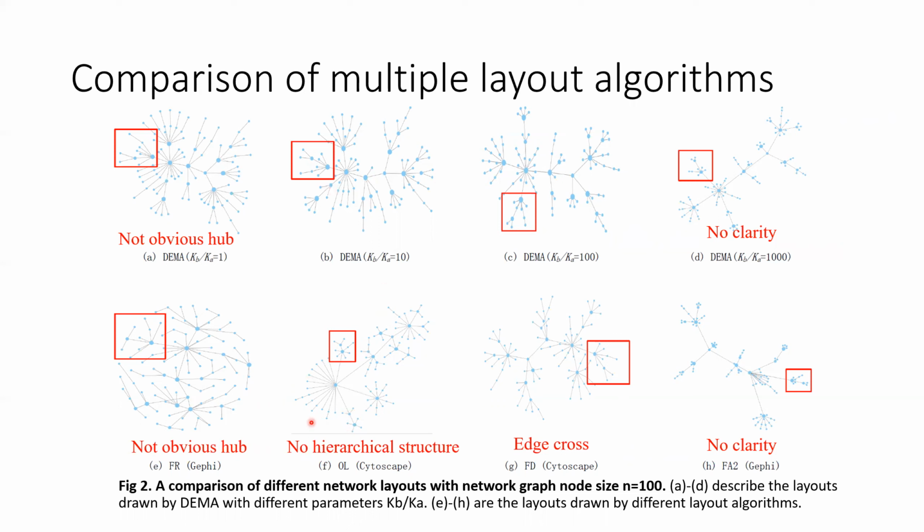The issue in F is that there is no hierarchy structure in the hub and its neighbors. G roughly corresponds to C. The issue is that edges cross in the subgraph G. H roughly corresponds to D. The issue is a lack of clarity. We found the subgraph C delivers the best layout in a balance between the modularity and clarity.